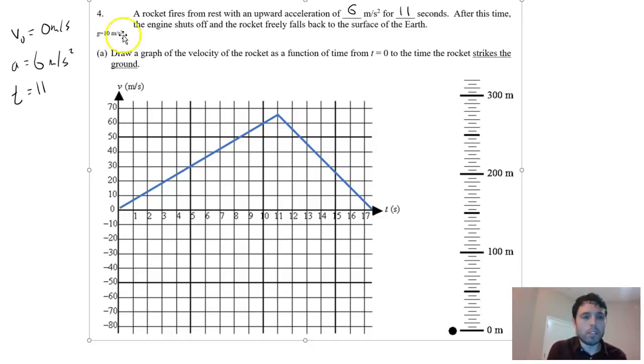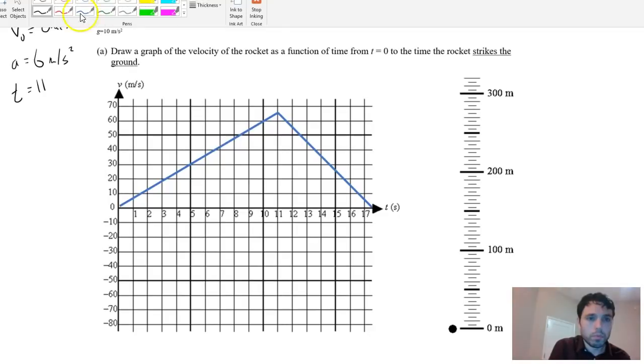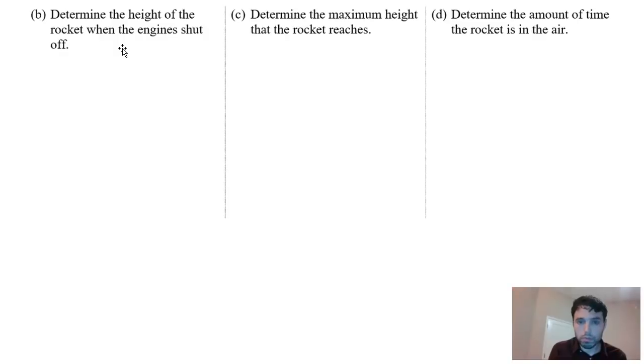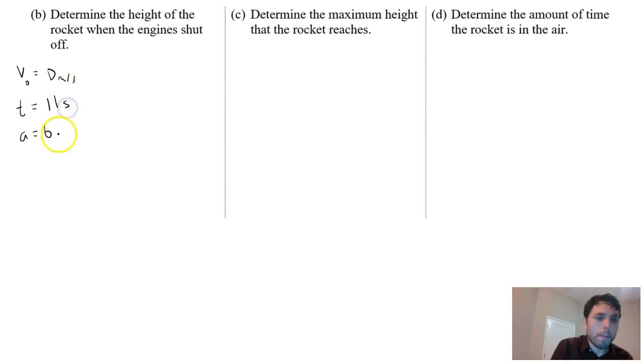Let's go to part B and start doing some calculations. Determine the height of the rocket when the engine shut off. All right, so how high did it get? Remember what we know here. We know velocity initially was 0. We know the time the rockets were firing was 11 seconds. The acceleration was 6. What else do we know?